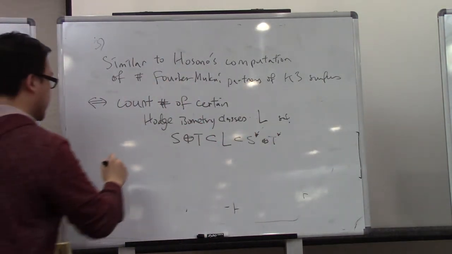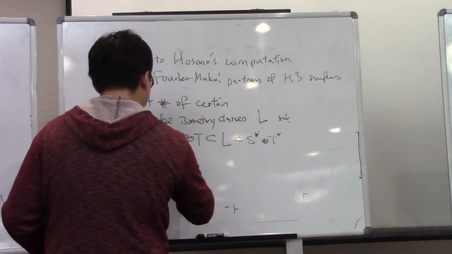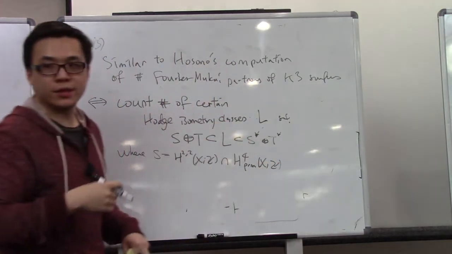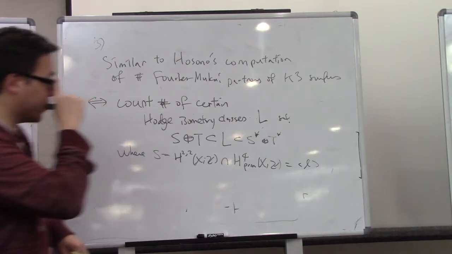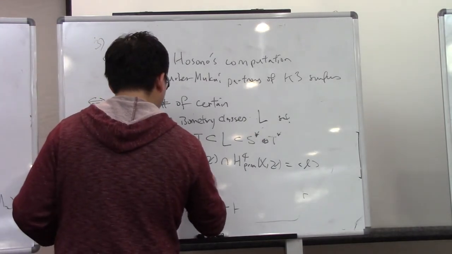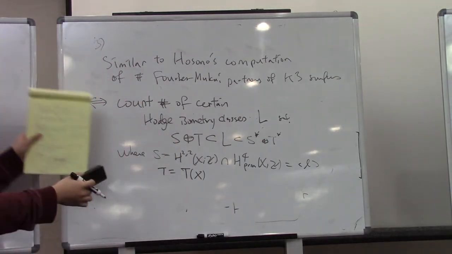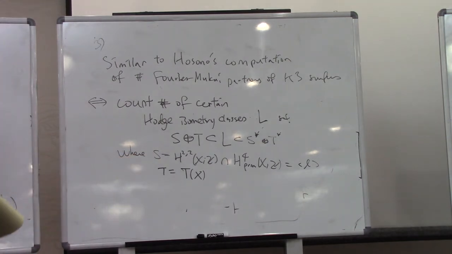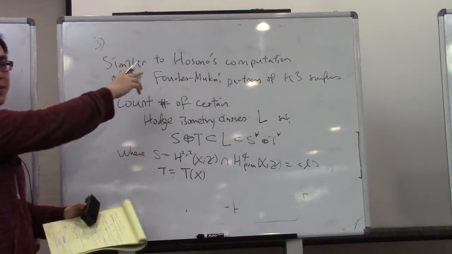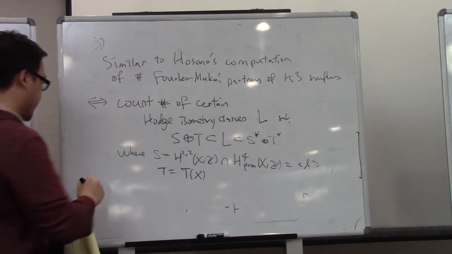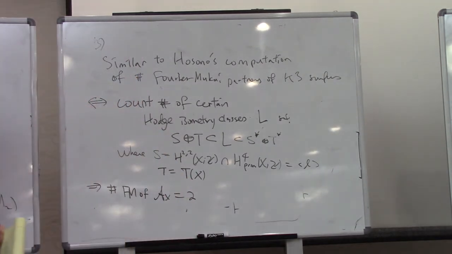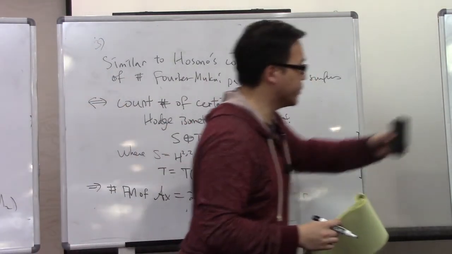Here S is the algebraic lattice intersected with the primitive part. So it is just a rank 1 lattice in this case. And T is the transcendental lattice of X. So basically this reduces to counting certain isometry classes that are overlattices of the sum of these two. We follow the proof of Hosono. It turns out that the number of Fourier-Mukai partners of A_X is equal to 2. So except for X, there's a unique X prime that shares the same K3 category. So this proves the third part.